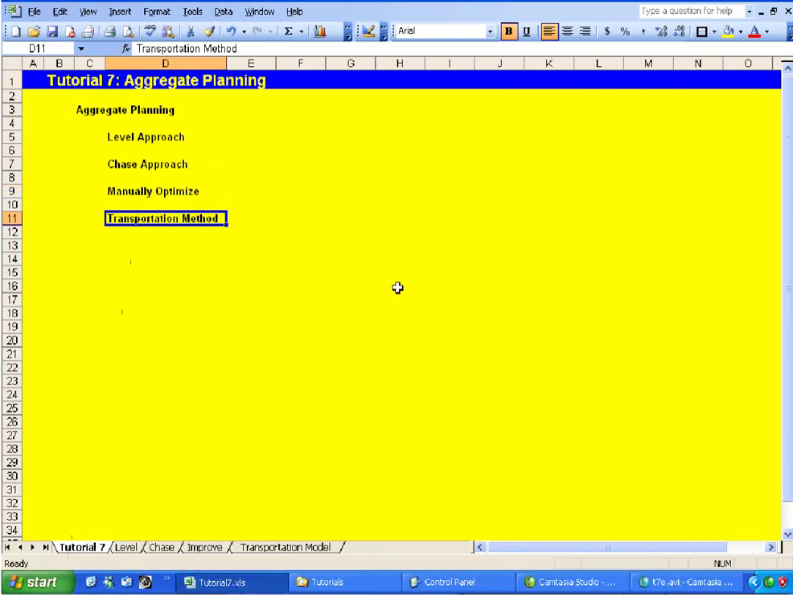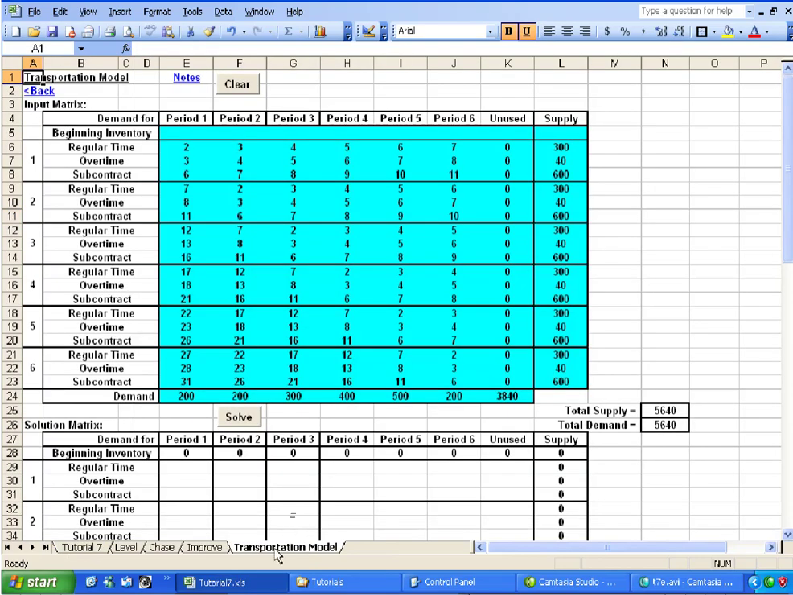Okay, finally we're going to use the transportation method to see if our production schedule can be further improved. In the transportation model template, I have already filled in the input matrix and deleted the values from the solution matrix. In the input matrix, in the body of the table, we have our costs. Let me delete a few values to demonstrate how they are entered.